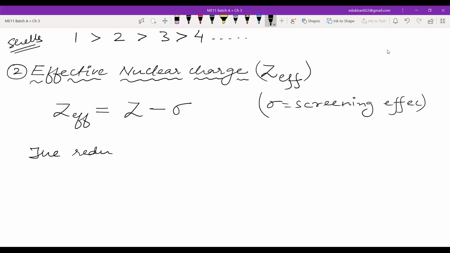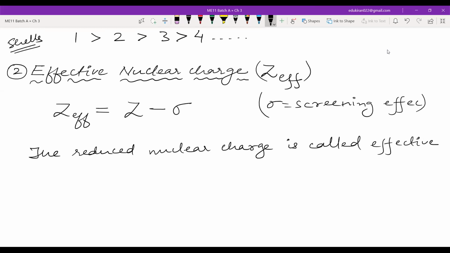The reduced nuclear charge is called effective nuclear charge, known as effective nuclear charge. Write this, then we will write the trends in the group and the periods.